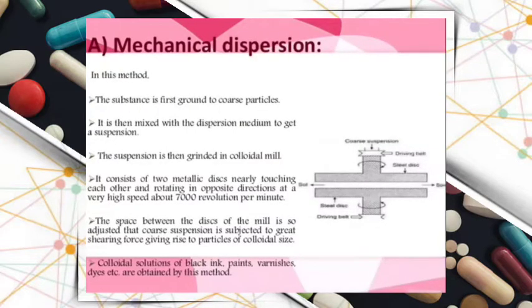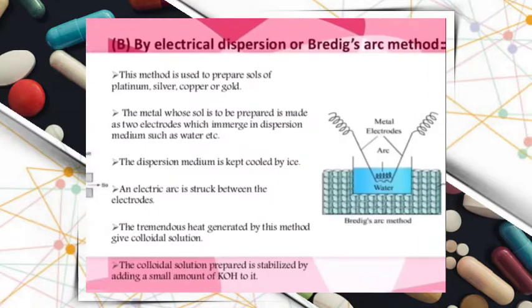The space between the discs of the mill is so adjusted that the coarse suspension is subjected to great shearing force, giving rise to particles of colloidal size. Colloidal solutions of black ink, paint, varnish and dyes etc. are obtained by this method.